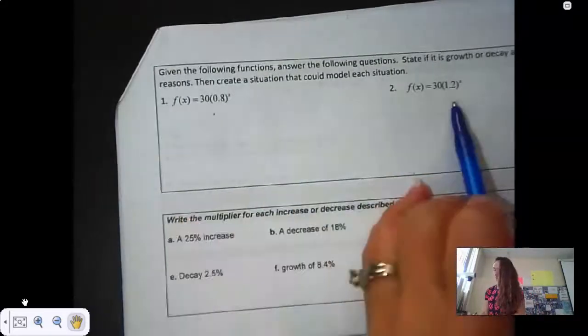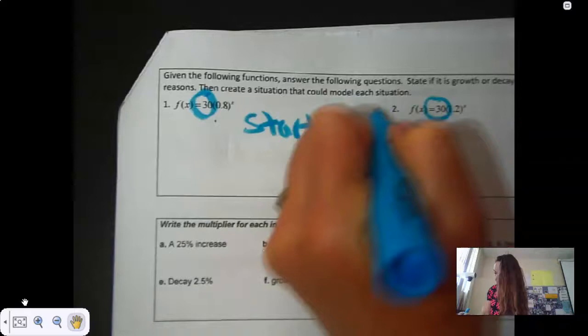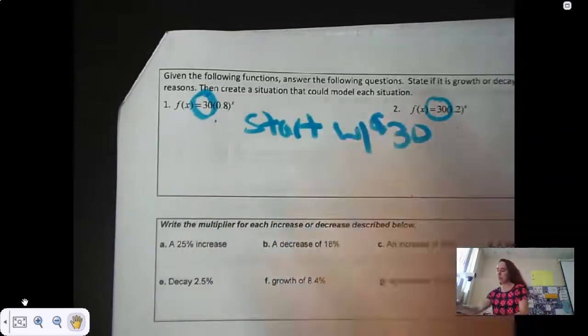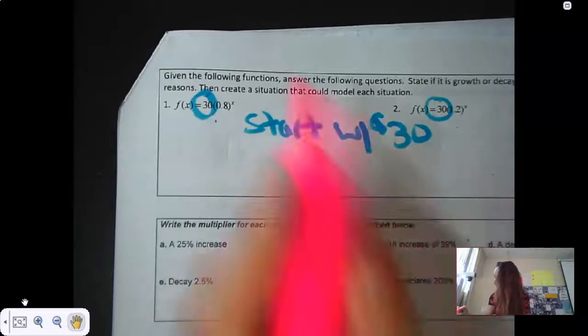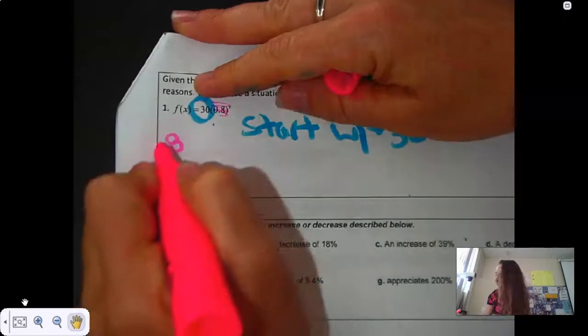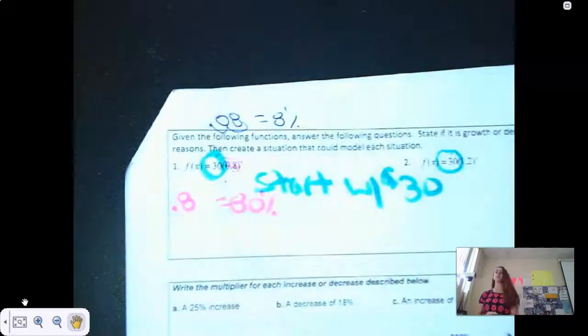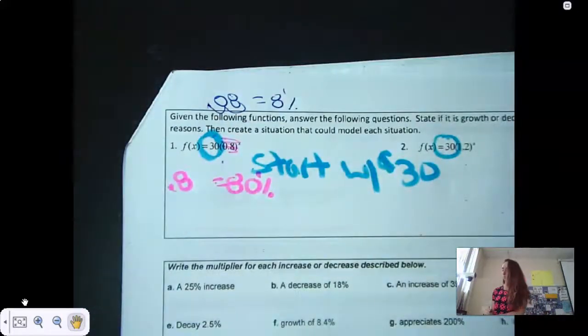Let's look here. If you look here, I have 2 examples. Both examples have a 30, okay? And in both examples, I could say I start with $30, okay? But now I have to decide, is it growth or decay? So when I look here and I have 0.8, that really means 80%. And some of you go, what? Well, let me point out, if you had 0.08, that's 8%. Always move the decimal 2 times.